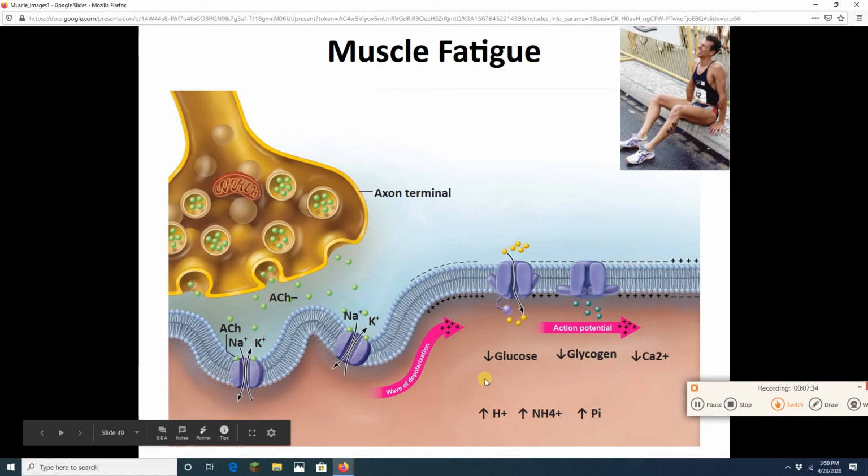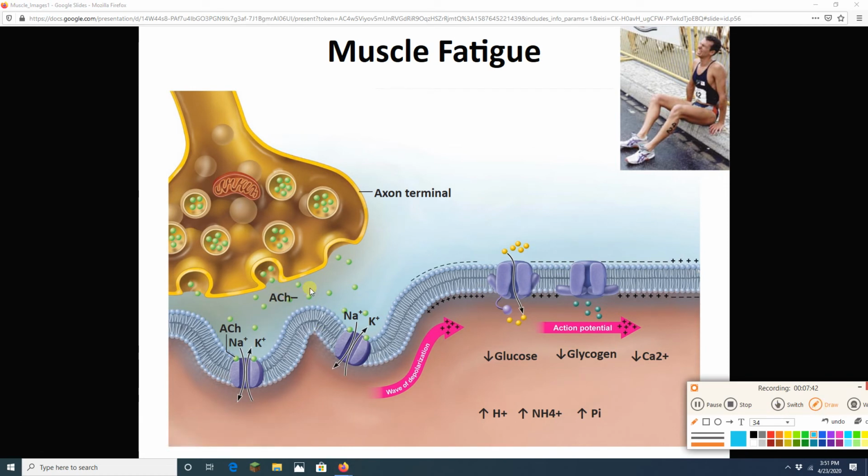Okay. Muscle fatigue can happen for lots of reasons. There's lots of things you can run out of, including acetylcholine. You can run out of glucose, storage of glucose, glycogen. Your calcium levels can go down too low. Your muscle cell can have too much hydrogen. In other words, it's too acidic, too much ammonia. You can have too much of that phosphate, that naked phosphate. These are all things that can lead to muscle fatigue.